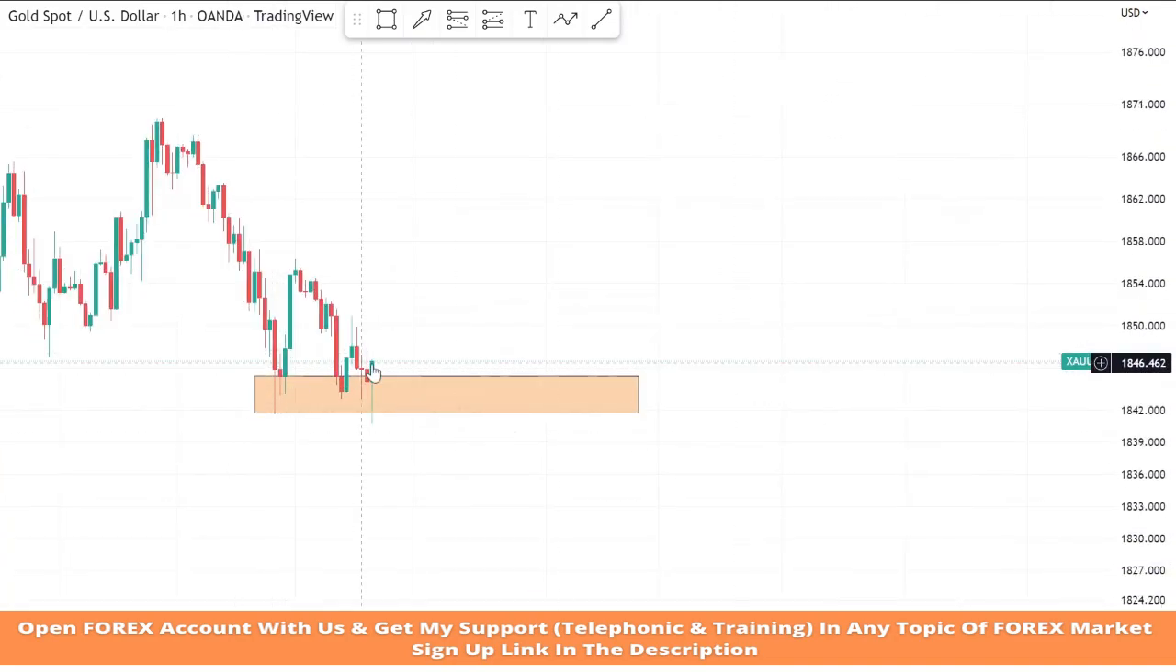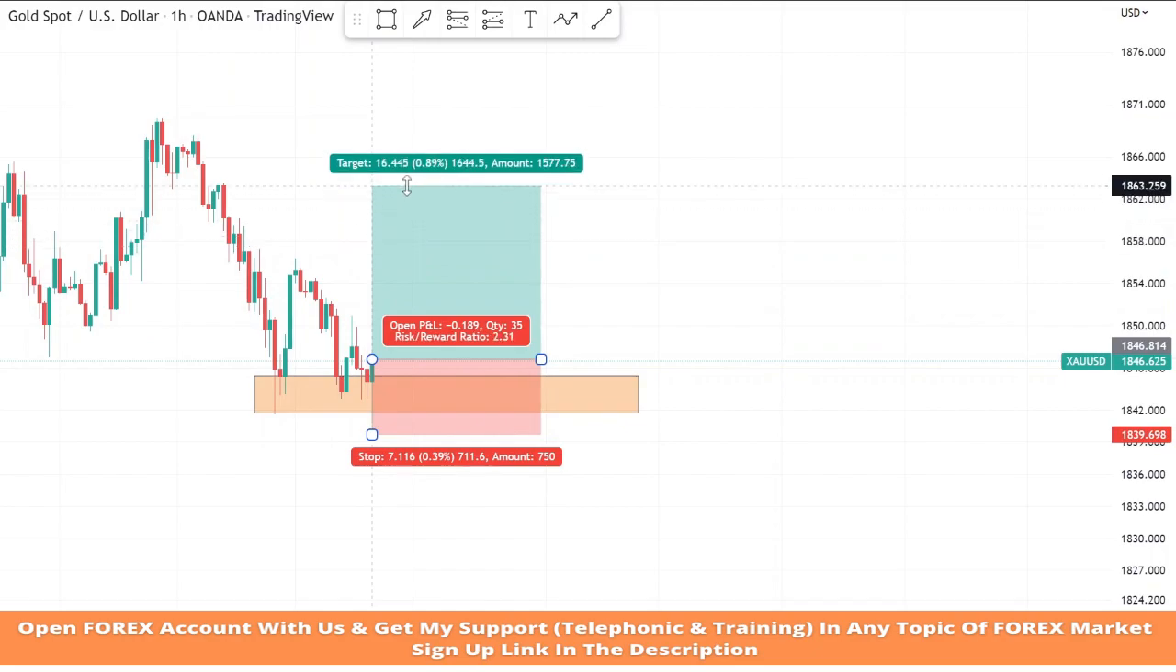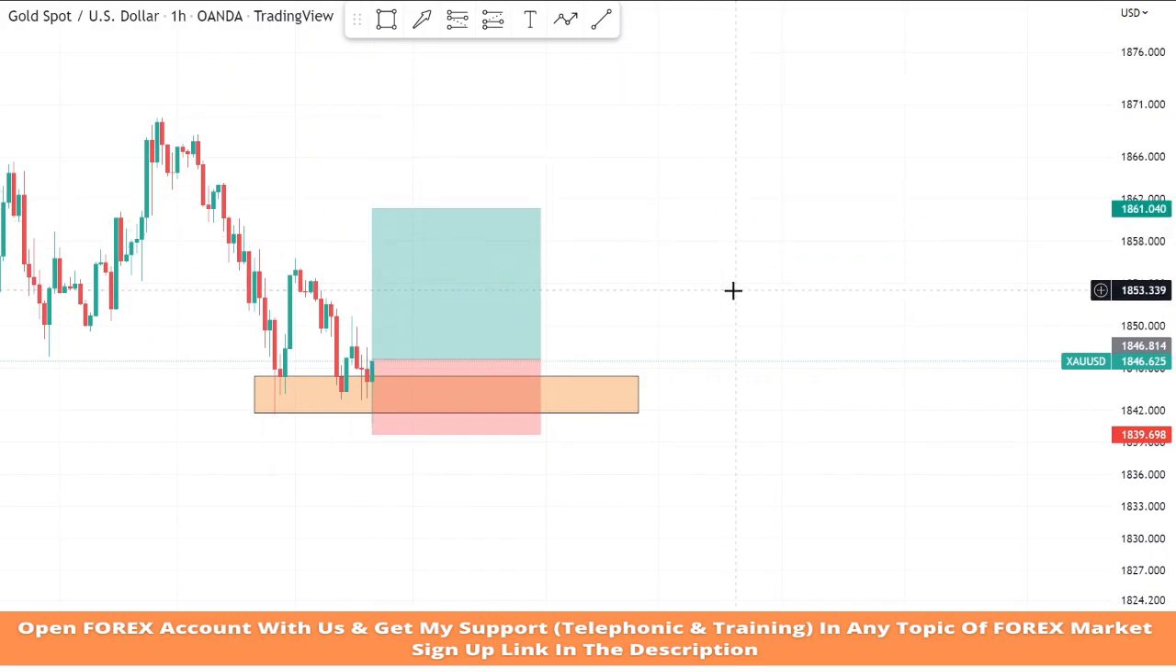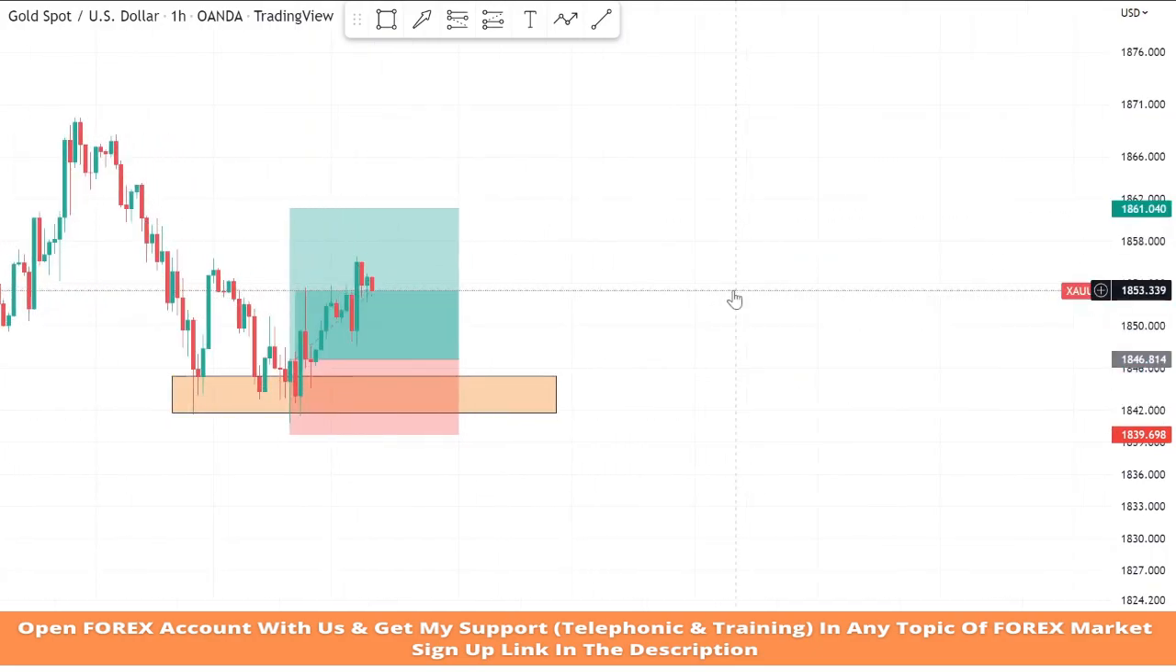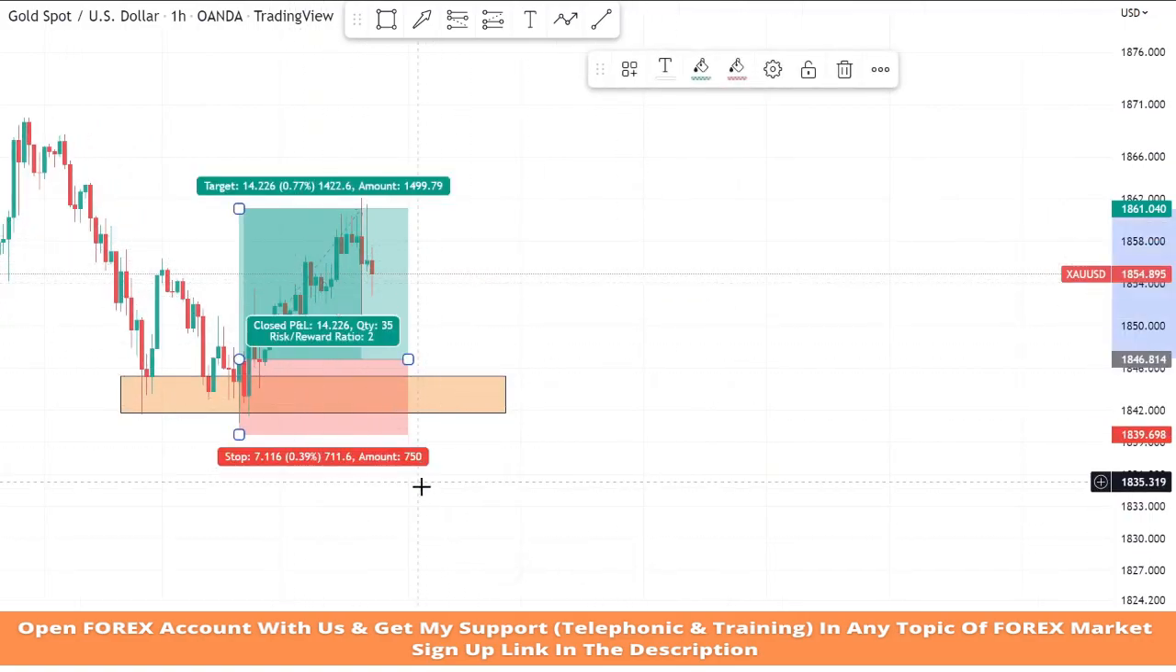Once again we got confirmation from our support area. We take buy trade, we set stop loss at last low of the candle and risk to reward will 1:2. And we won the trade.